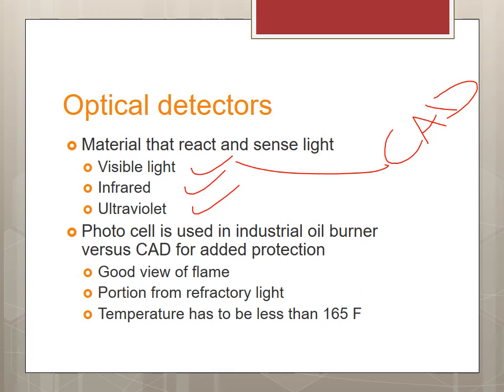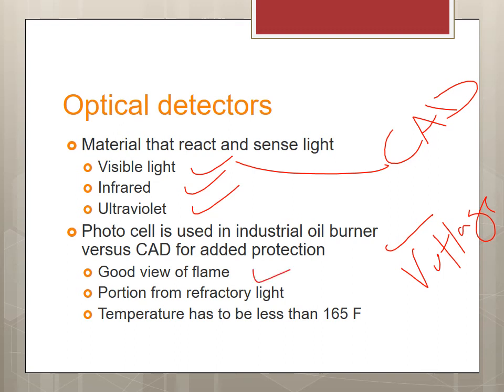A photocell is a different way to detect flame, and the photocell generates voltage. So the little photocell in your calculator is generating voltage. The solar panels on top of the house are also generating voltage. So it's a good way to generate voltage based on the amount of light coming out of the flame.